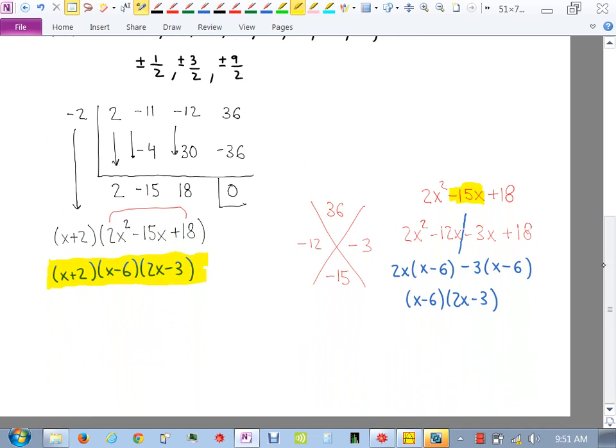Okay? So now I'm going to go to a new page and I'm going to write down where we are. We are at x squared times x plus 2 times x minus 6 times 2x minus 3. Is that right? Equals 0. That's everything written out again. I want to know when all that's equal to 0. So now you set each of these equal to 0, and you get your answers.